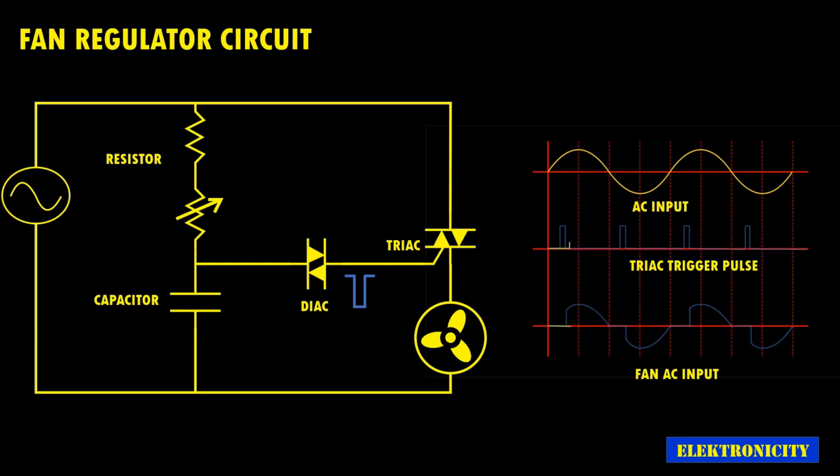In the same manner, if the resistance value is increased, the capacitor will charge slower, consequently reducing the speed of the fan. And there you have it, the fan regulator's clever use of its components to control fan speed.